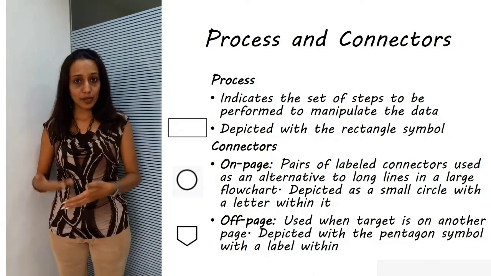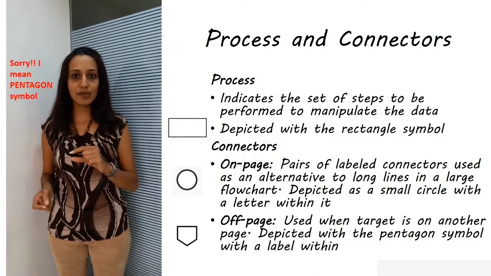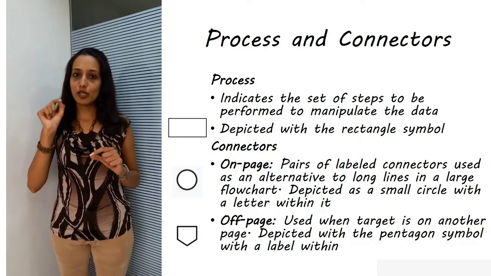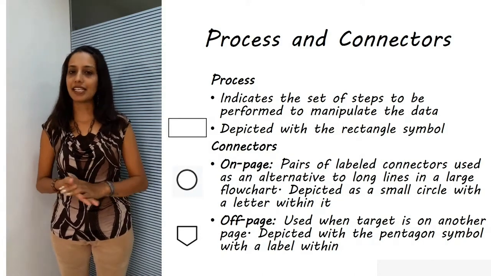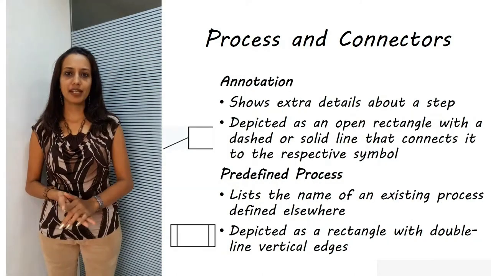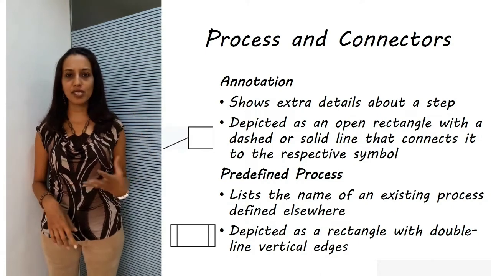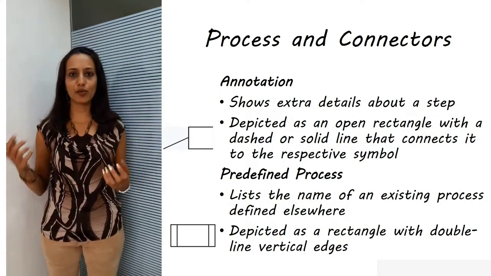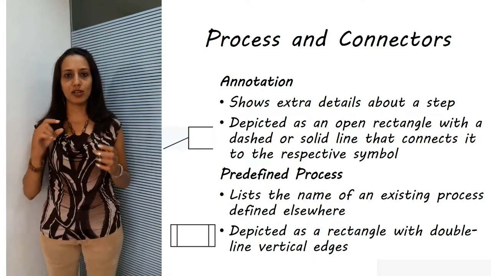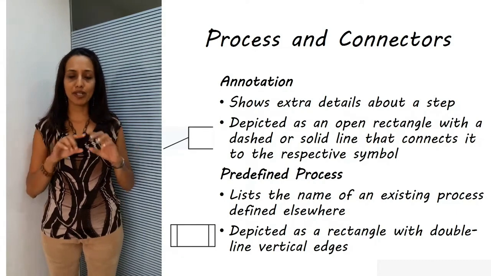If the flowchart is going beyond the page and the process is too huge, then you can use the pentagon symbol. The flowchart continues on the next page, and again you put labels to show which page it is connected to. So it's pretty simple, don't worry. Now the last two symbols are annotation and predefined processes. Annotation is nothing but a comment that you put against any of the other symbols to further explain what exactly is going on in that particular step or symbol.